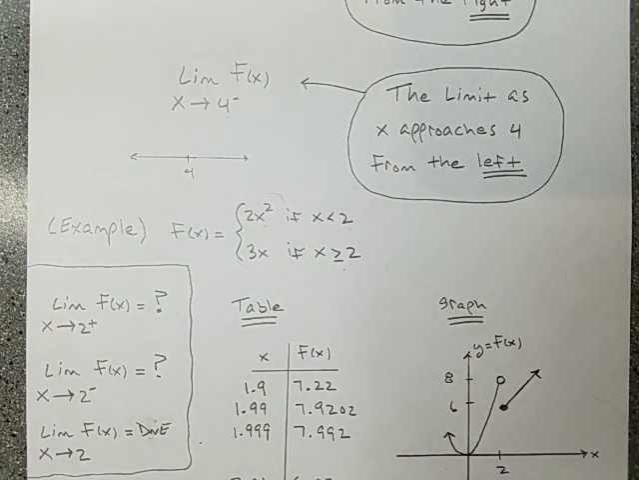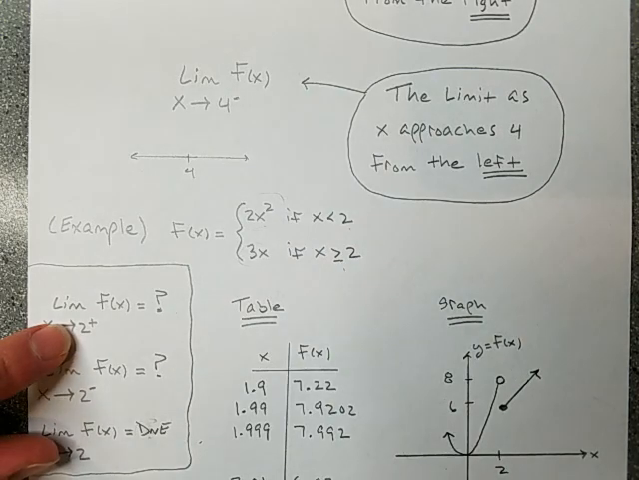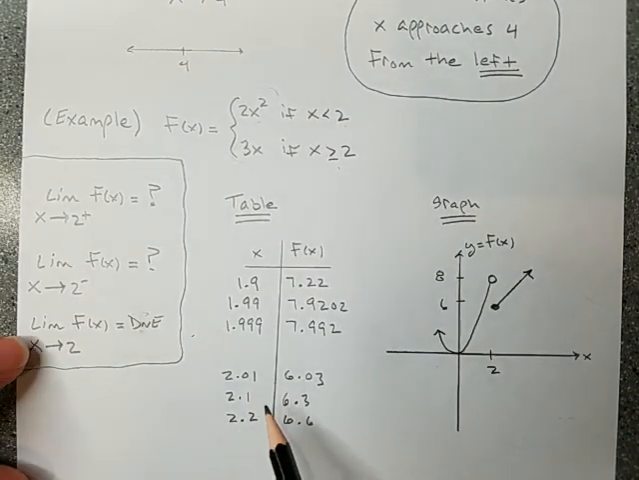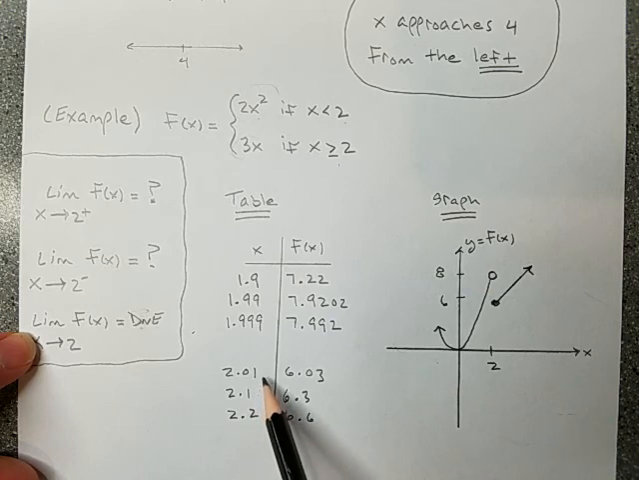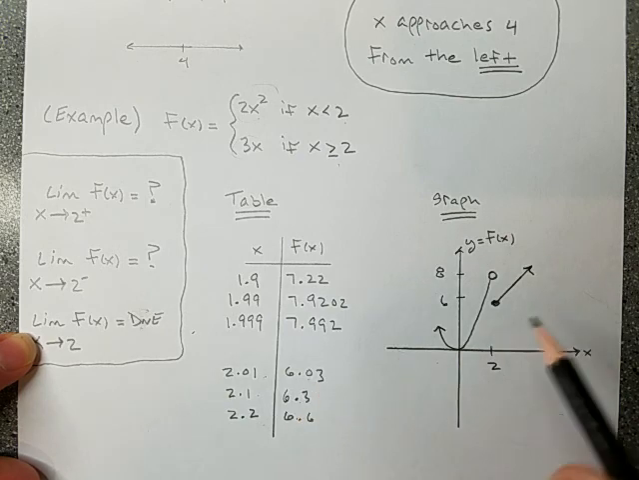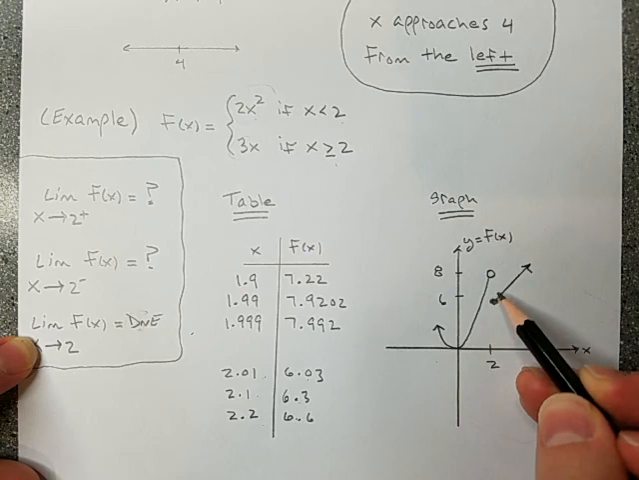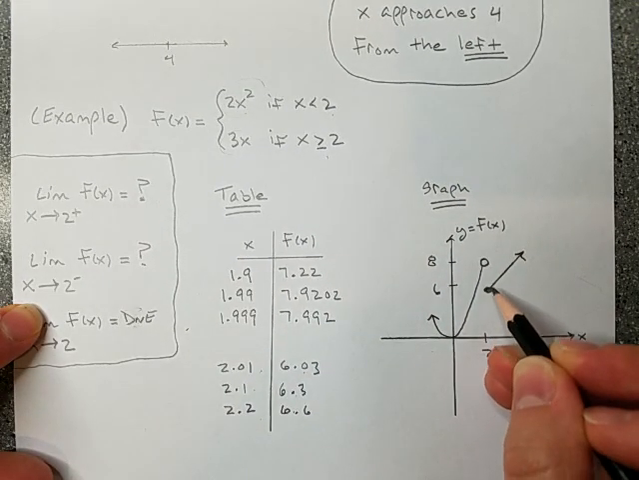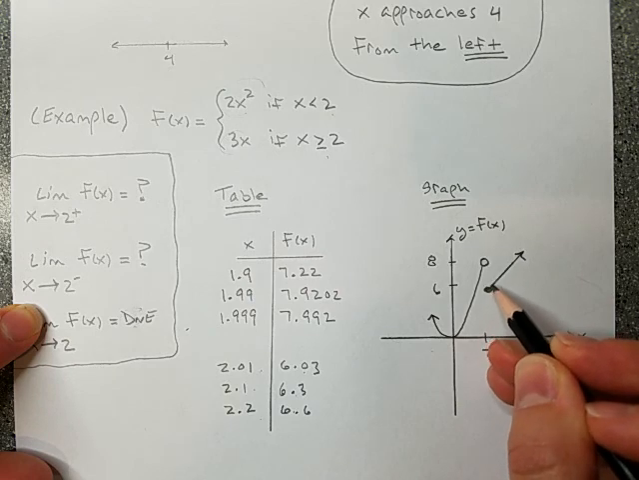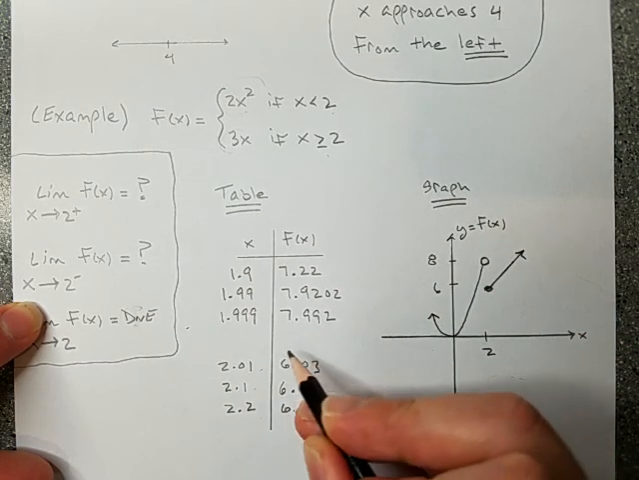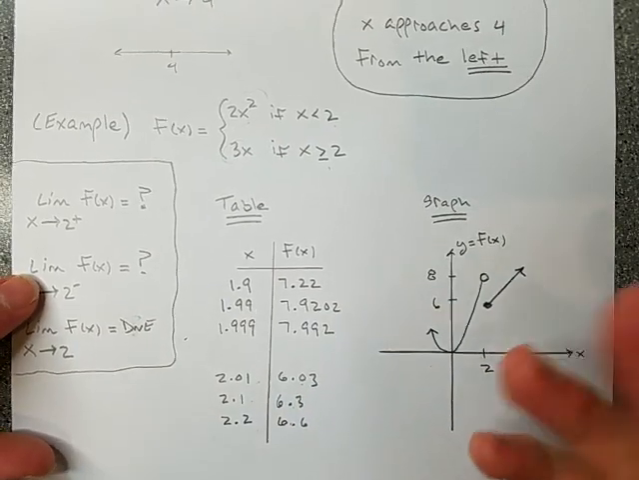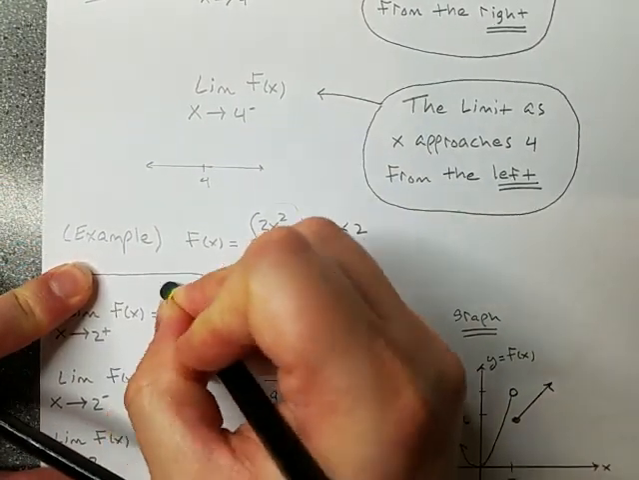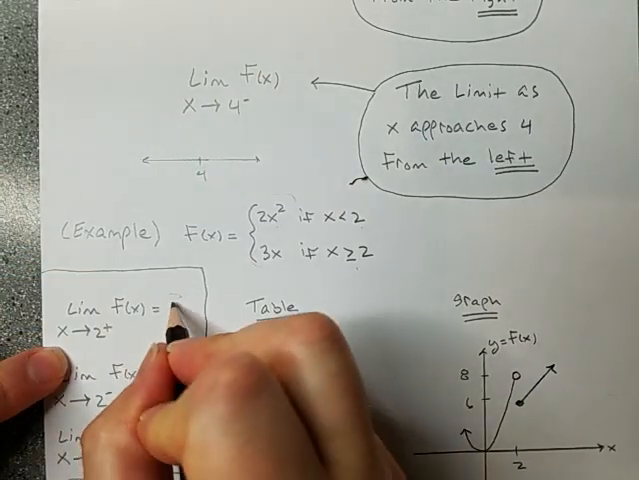What's the limit as x goes to 2 from the right? Well, okay, so here are the numbers right of 2. As we get closer and closer and closer to 2 from the right, the y gets closer and closer and closer to 6. If you were to look at this graph that I drew of that function, then here are the numbers right of 2. They're going to give you y coordinates just barely above 6, just like you see in the table. The table and the graph are the same thing. So the limit as x goes to 2 from the right will be 6.